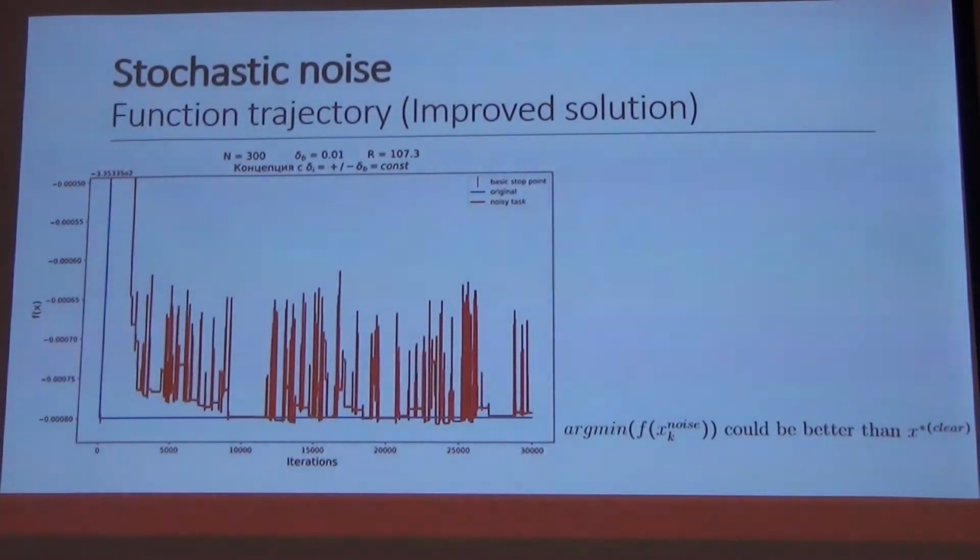So this means that we could solve the exact task even better using, for example, the stochastic noise than if we solve just the exact task. As you can see, the argmin of the function over points found in the stochastic task could be better than the solution of the exact task.